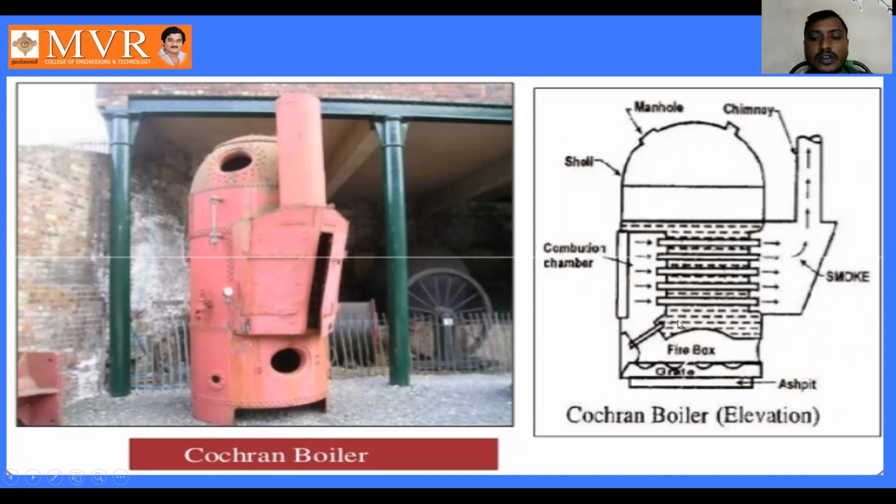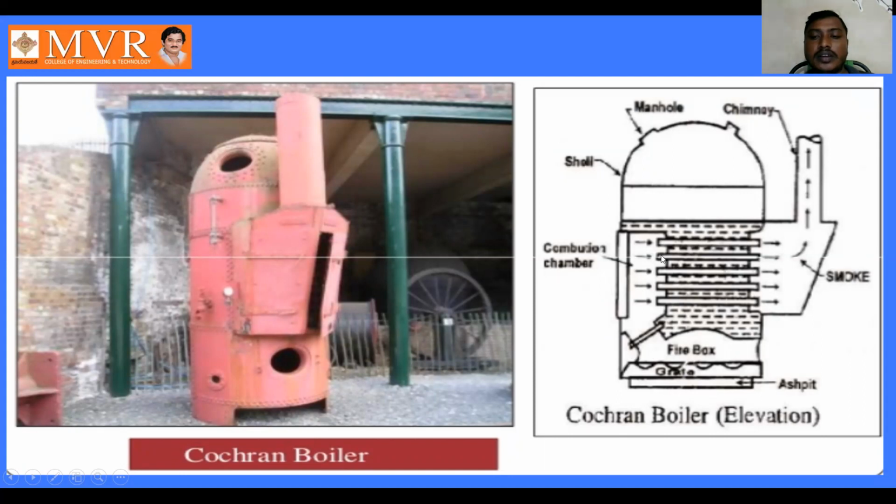This is the elevation of the Cochran boiler. Here we can observe that upon the grate, combustion takes place. This is the firebox in which we feed fuel upon the grate, and this is the combustion chamber. The heat produced here goes and hits this wall and enters into these tubes.